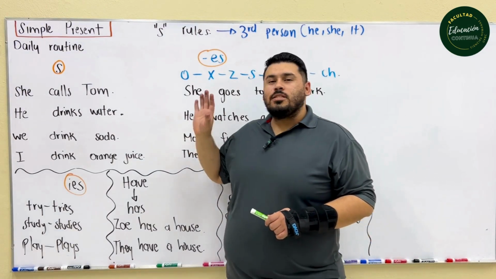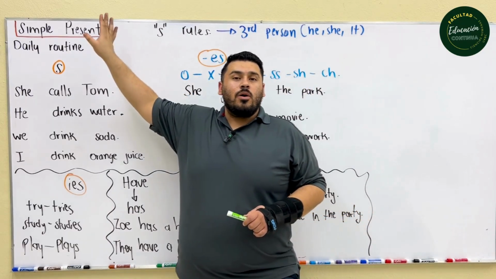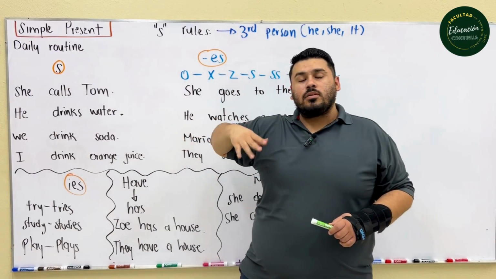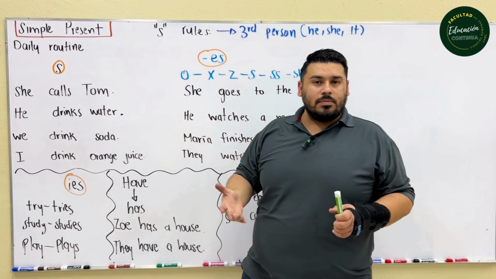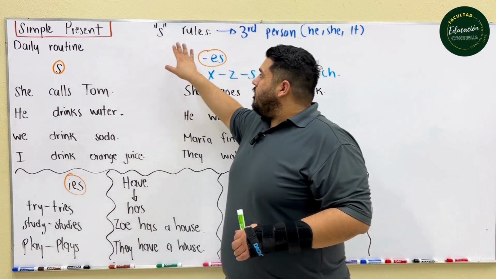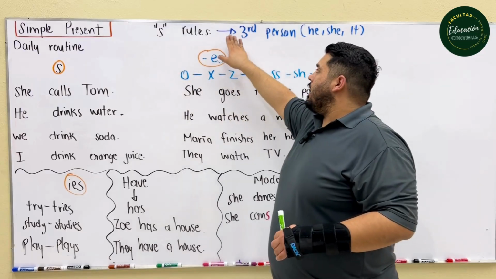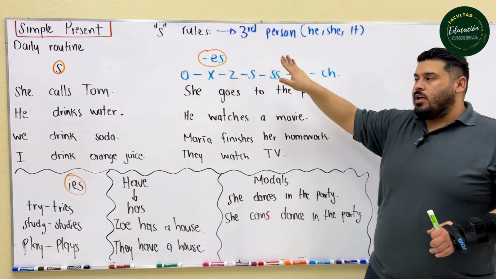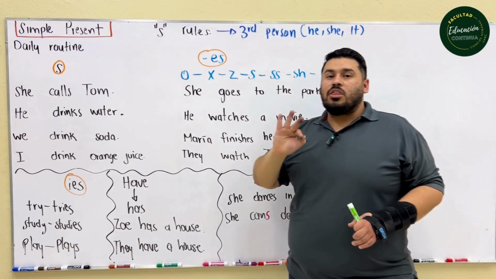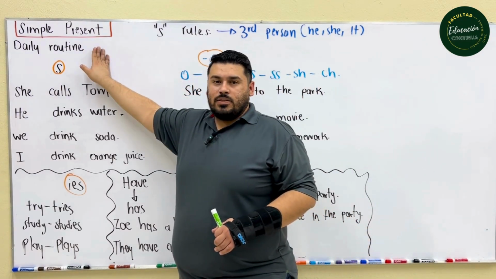Hello guys, we're going to continue with the next part of the class. Today we're going to continue with the simple present tense. Remember, simple present tense is to talk about daily routines or activities, even though also for facts. So today we have this S rule. The S rule is just for third person: he, she, it. That's the third person in simple present tense.